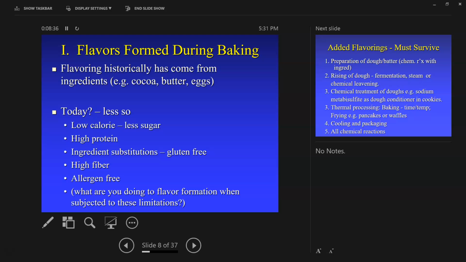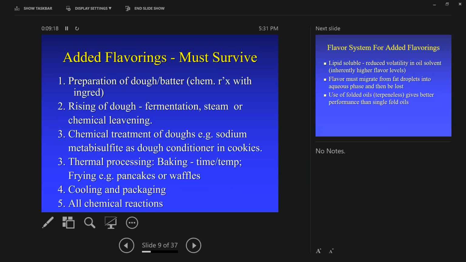You may want less sugar. Whole wheat breads can be fairly high in sugar simply to block the bitterness of whole wheat. And so you might be getting less sugar simply for the low calories. So there goes some of our flavor. They may be high protein. Again, here goes some of our flavor. You might be doing ingredient substitutions. You're going to do gluten free. So now you're not interacting flavors with wheat flour. It's interacting with something new, something different. They're making an allergen free desire. Gluten free, high fiber. And again, what are you going to do to the flavor formulation when you start adding these limitations to the process?